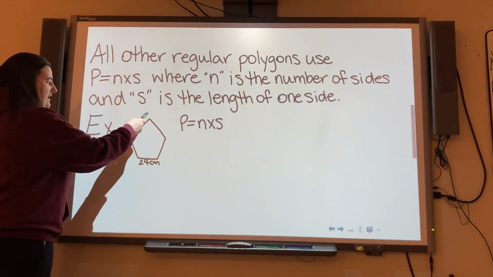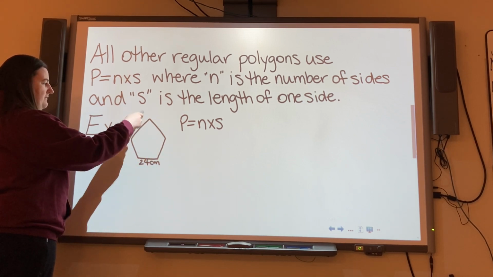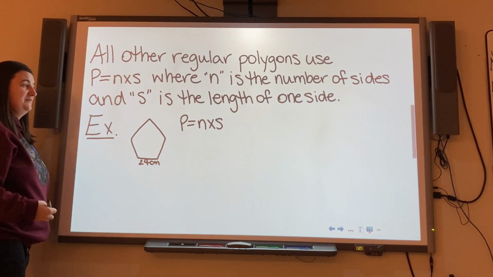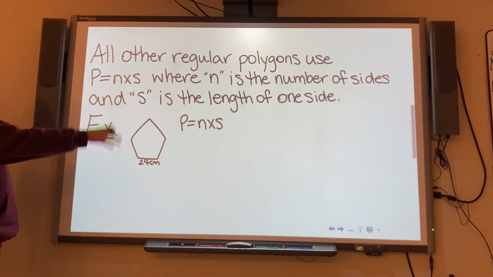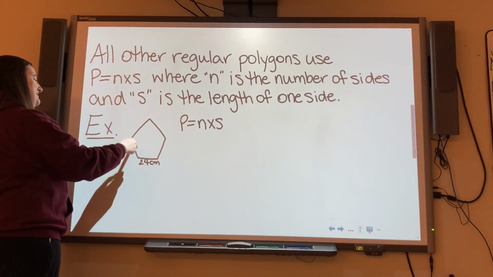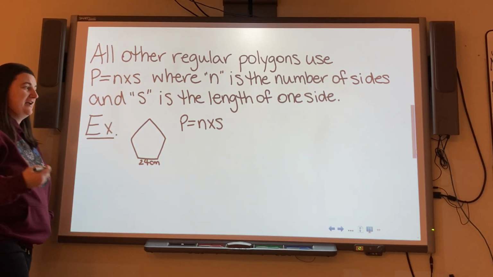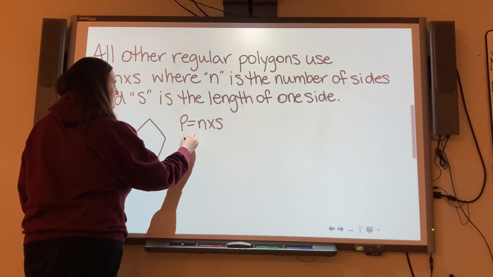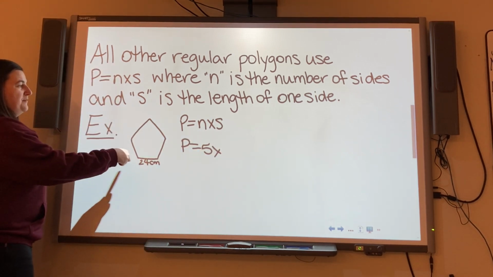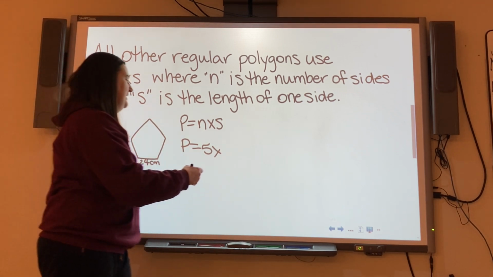So here I've got a pentagon, right? It has 1, 2, 3, 4, 5 sides. And each side is 24 centimeters. So I take my formula and I count. How many sides do I have? 1, 2, 3, 4, 5. So instead of n, now I'm going to write 5. P equals 5 times, and how much is each side? That's what the s is, 24 in this case.